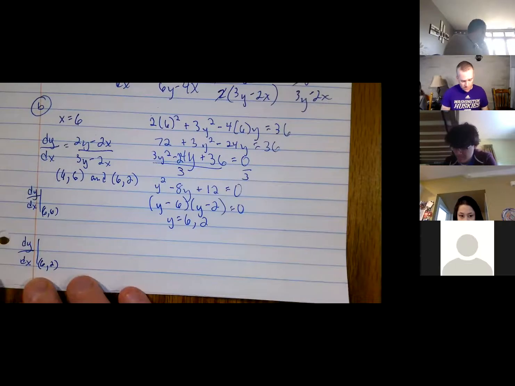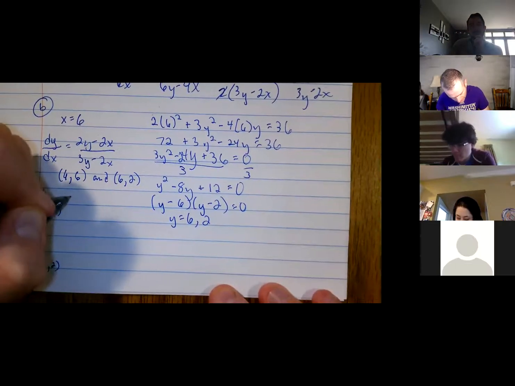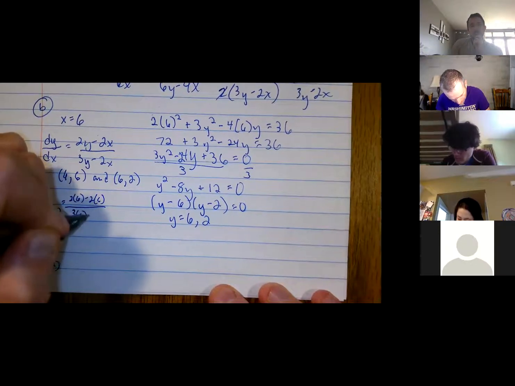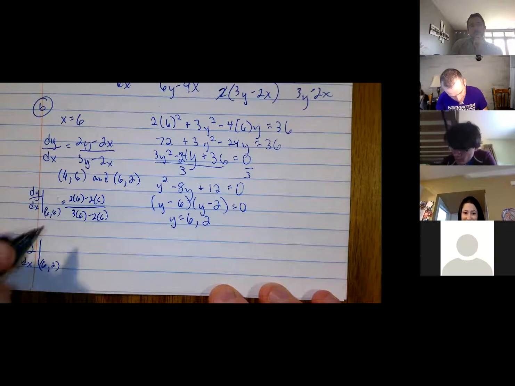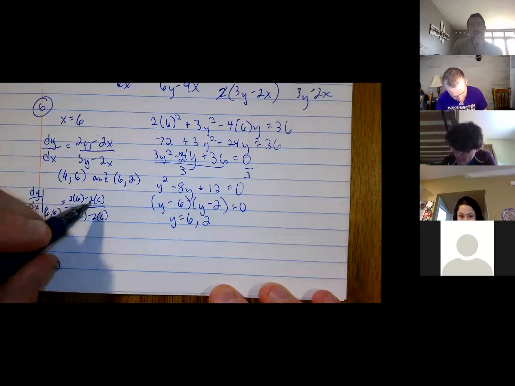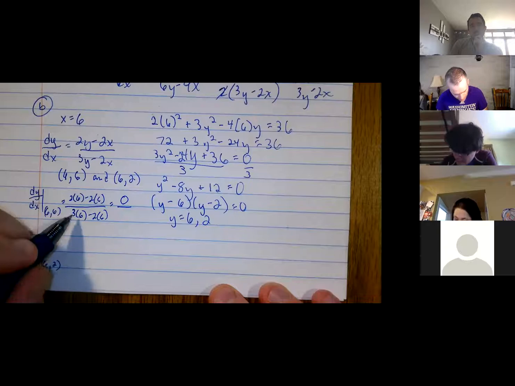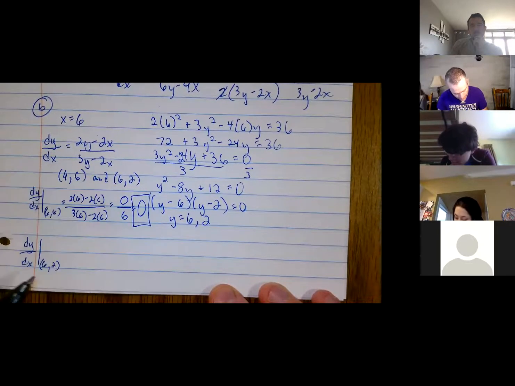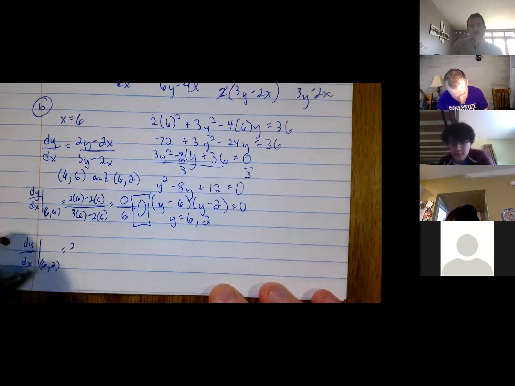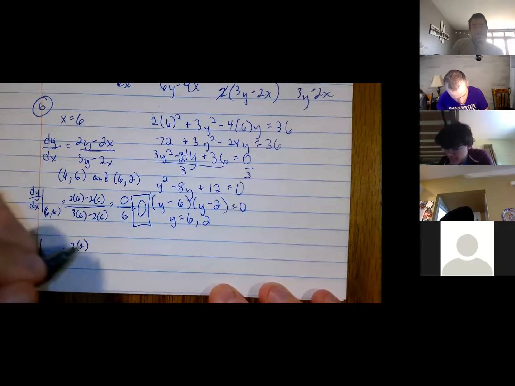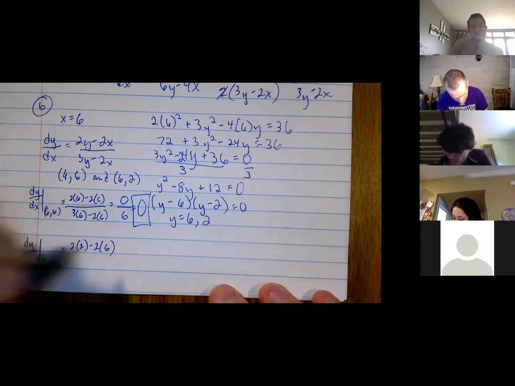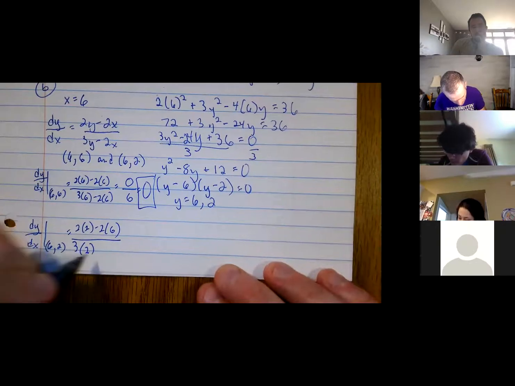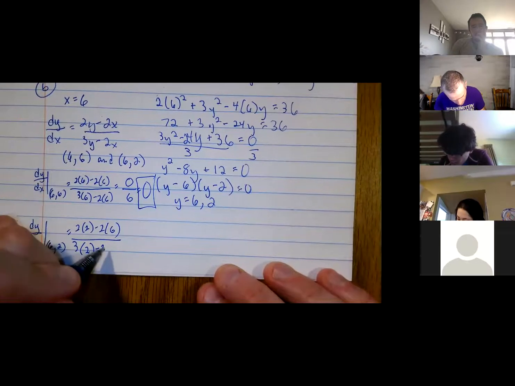Now I'm going to evaluate dy/dx at (6, 6), and then dy/dx at (6, 2). So dy/dx at (6, 6) is 2 times 6 minus 2 times 6, over 3 times 6 minus 2 times 6. So 12 minus 12, of course, is 0, over 18 minus 12, so 0. And then for this one, 2 times 2 minus 2 times 6, divided by 3 times 2 minus 2 times 6.